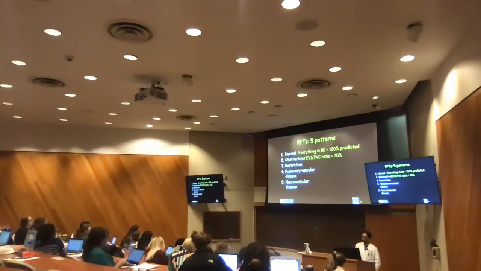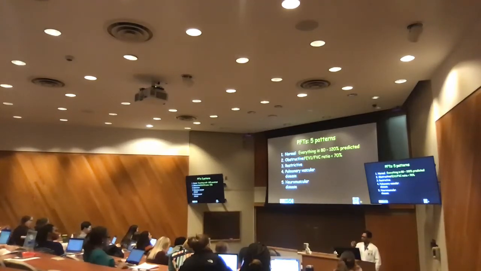Forced expiratory volume in 1 second: how much volume can this person exhale in 1 second, divided by the vital capacity. If the FEV1 is 1 liter and the vital capacity is 2 liters, that is 1 divided by 2, which is a half. So the FEV1/FVC ratio is 0.5. It's less than 0.7, so that becomes obstruction.